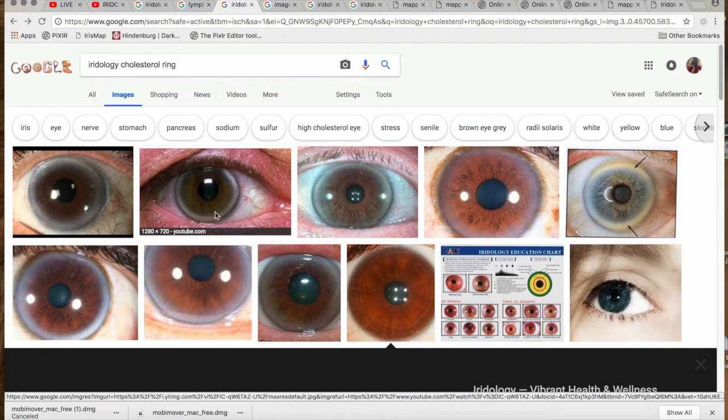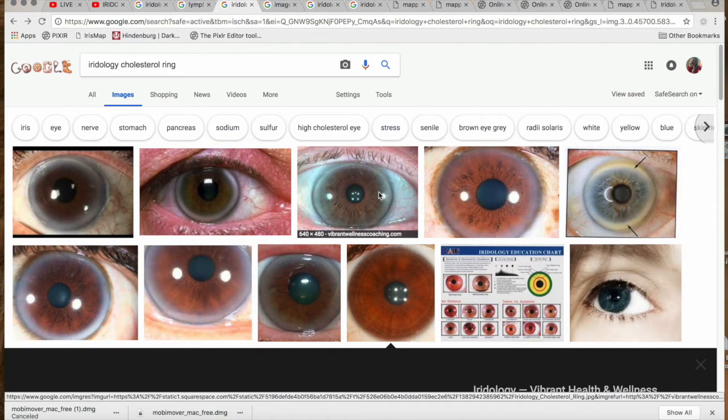So what I want you to know about a cholesterol ring is that it does mean the person has excess cholesterol, but it doesn't necessarily mean that the cholesterol in their blood is high. I would say in most cases it is, but in many cases you can have normal cholesterol in your blood and still have a cholesterol ring. Why is that? Well, it's that way because of your adrenal glands. Remember the adrenal glands?